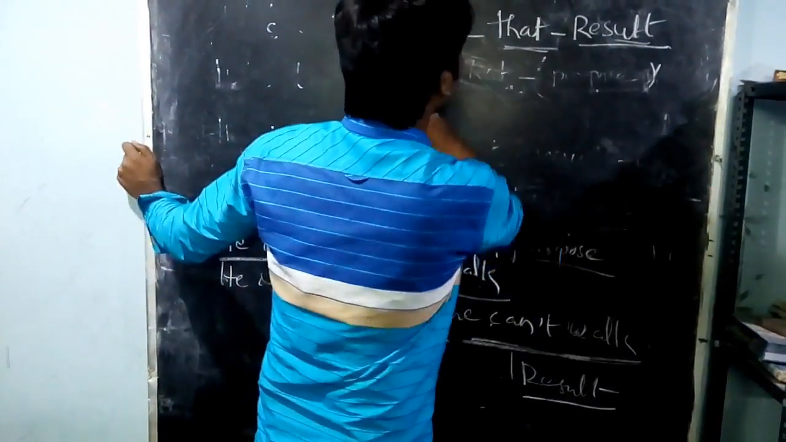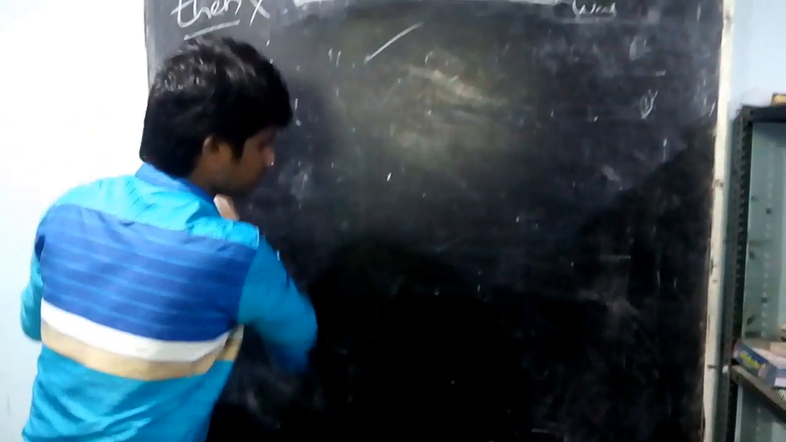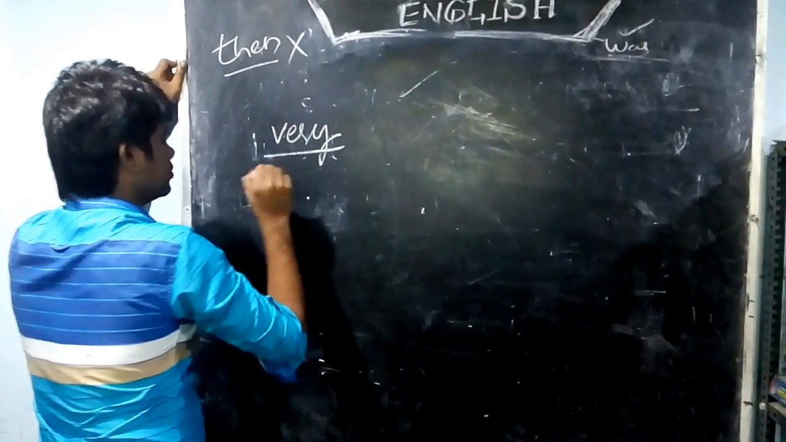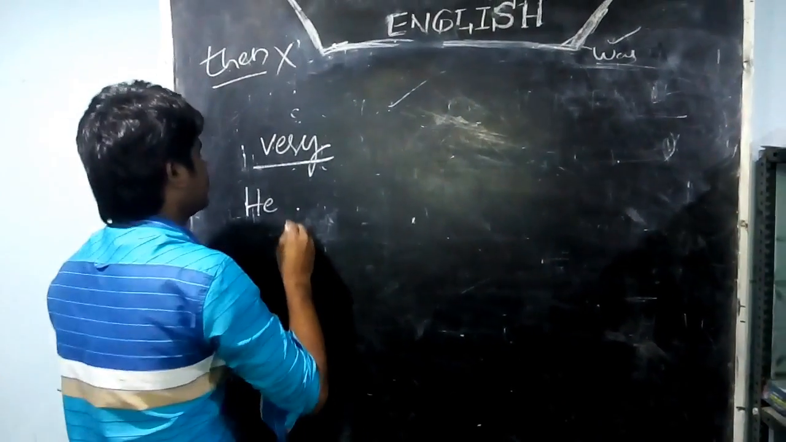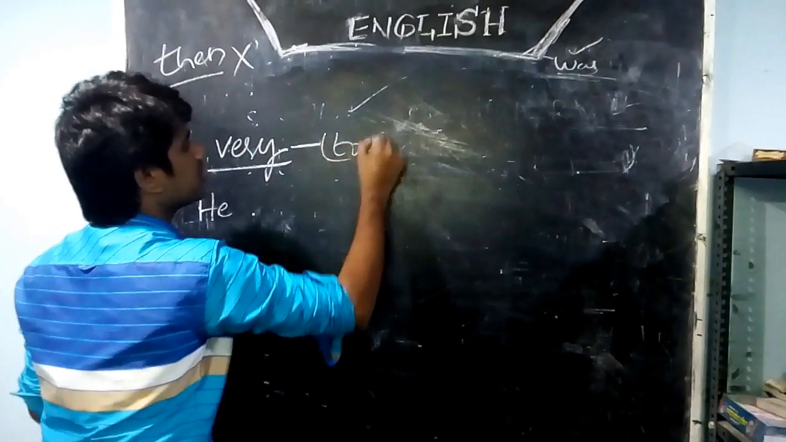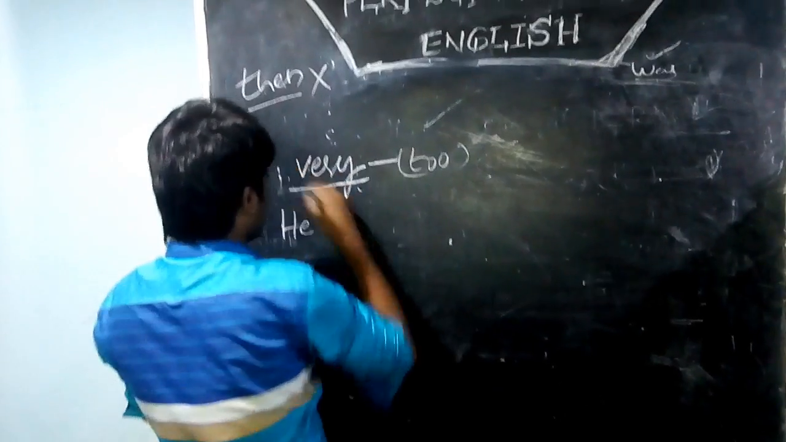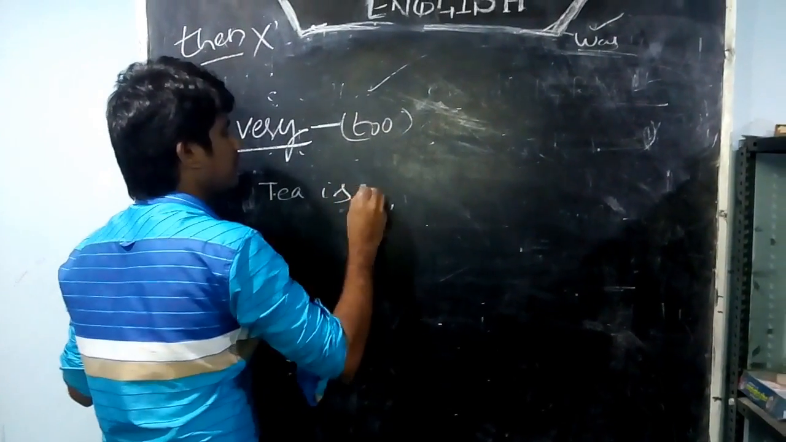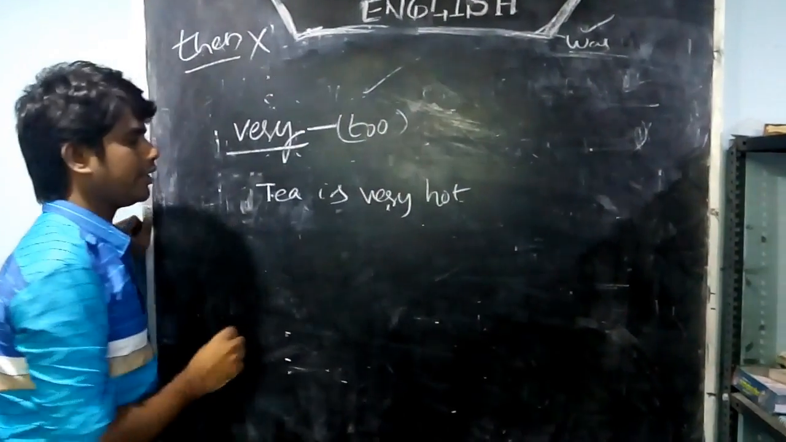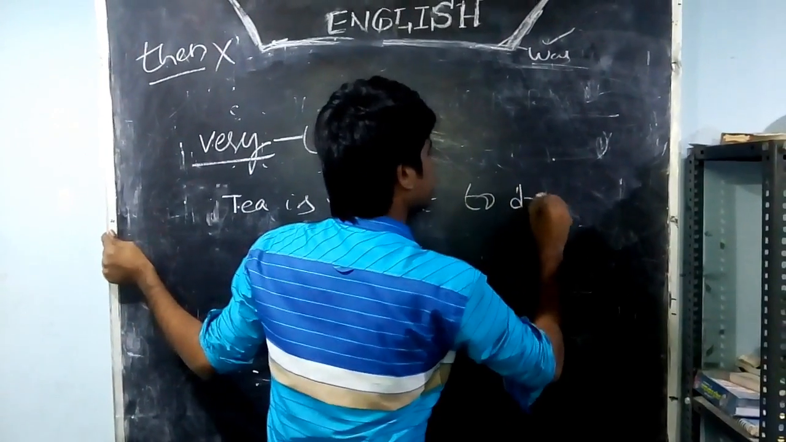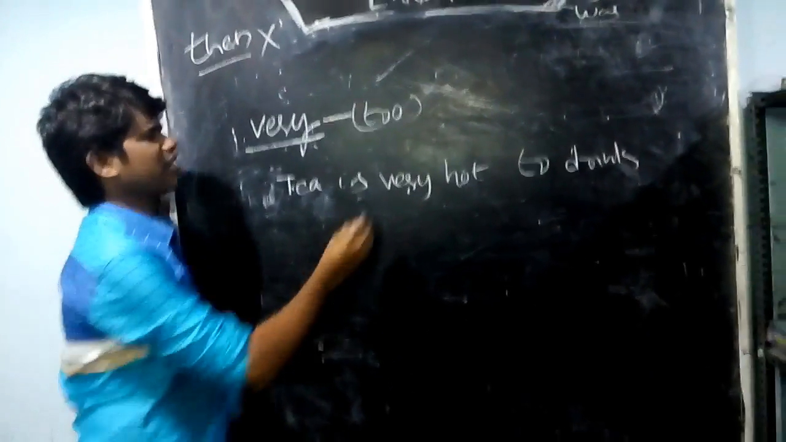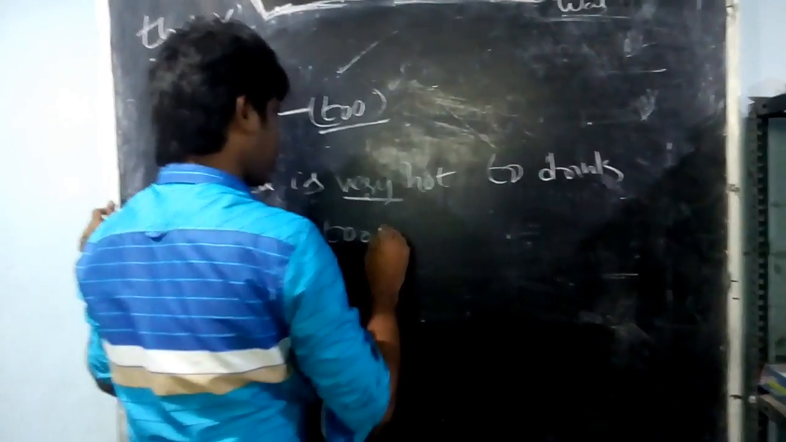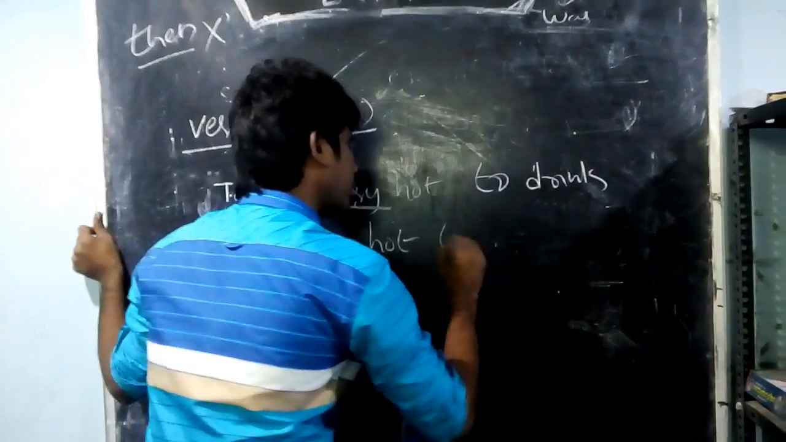There is a final bit I would like to conclude the class with. In the place of "very", you have to use "too". Tea is very hot to drink. Then in the place of "very", we have to use just "too". So tea is too hot to drink.